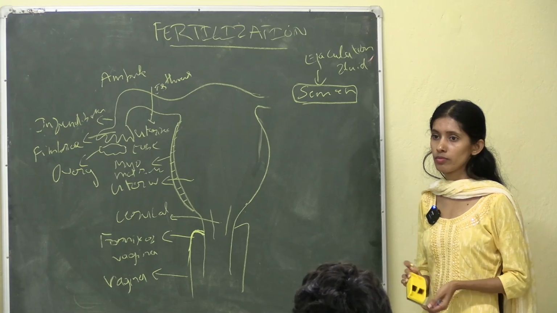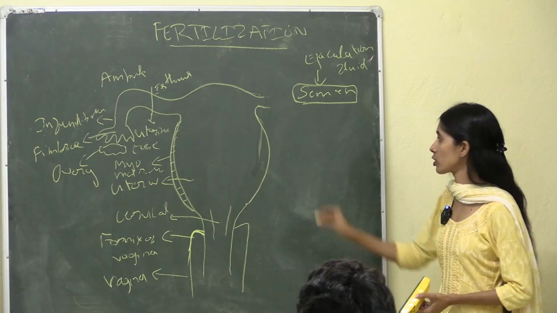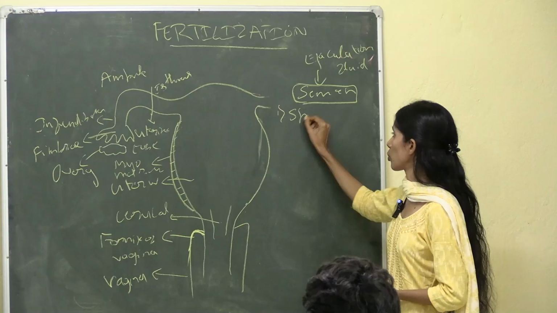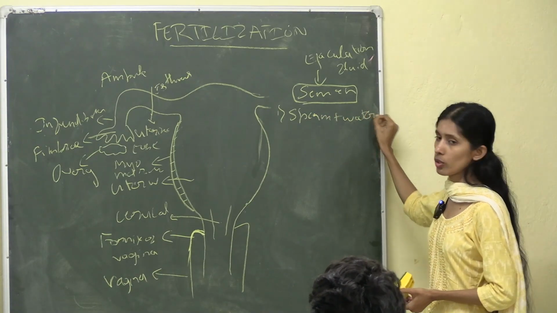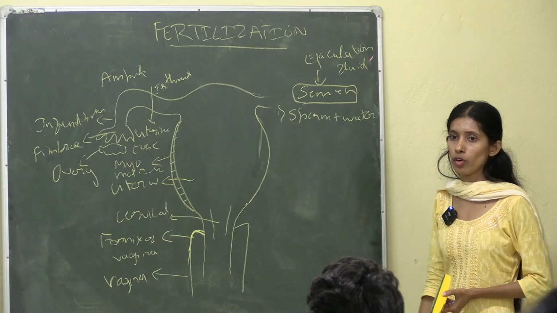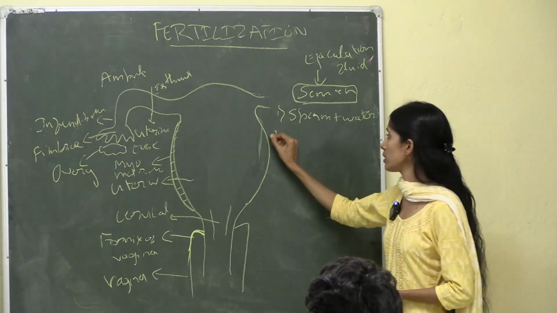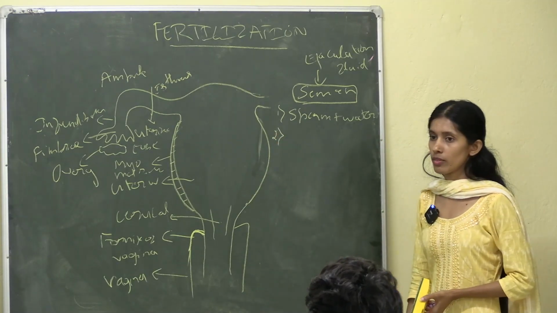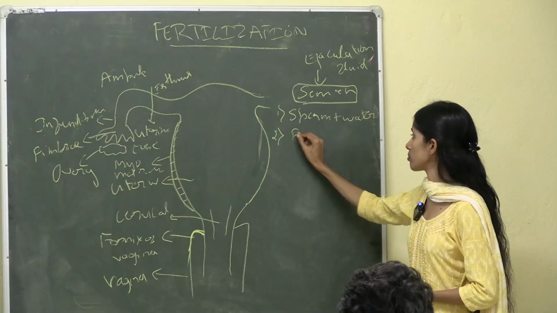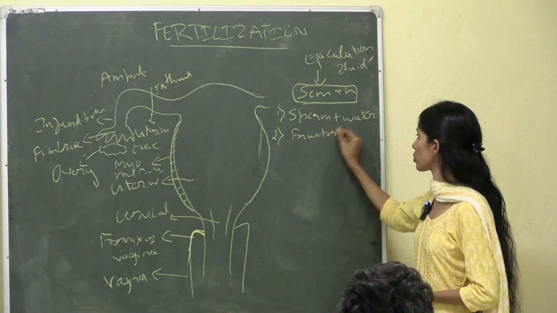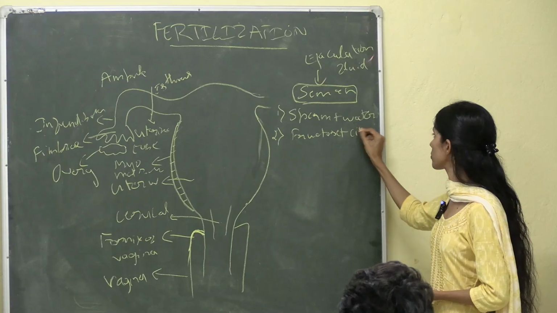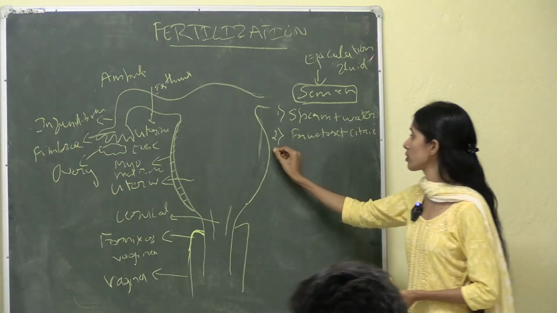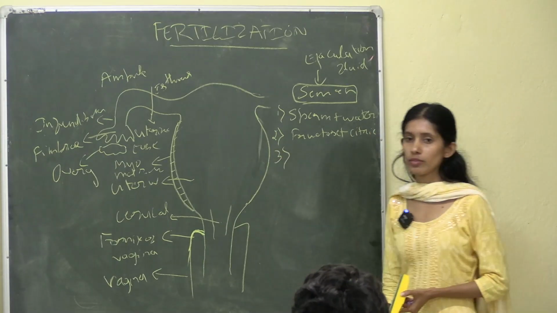Plasma. It includes first and foremost thing sperm plus water. A small amount of water. Okay. Second thing, fructose. Fructose plus citrate. Citric. Okay. What about the third component?